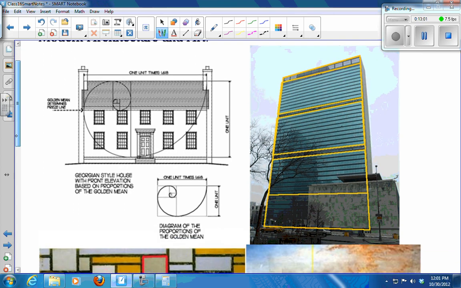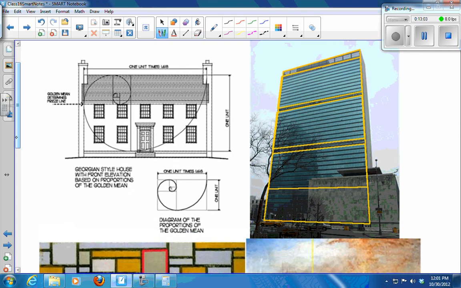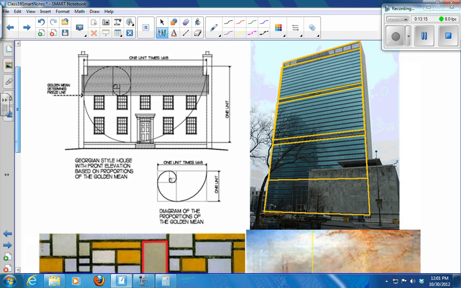We see it today, still, in modern art and architecture. This, I believe, is the UN building, and these rectangles are golden rectangles. This is a Georgian-style house, all kinds of golden rectangles in there.